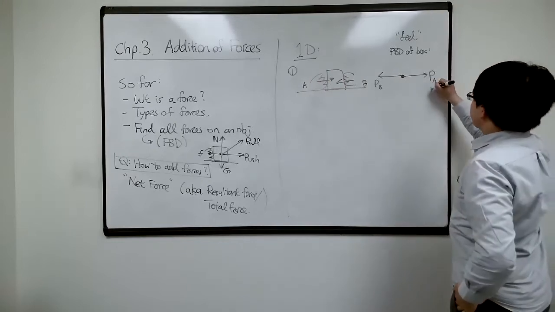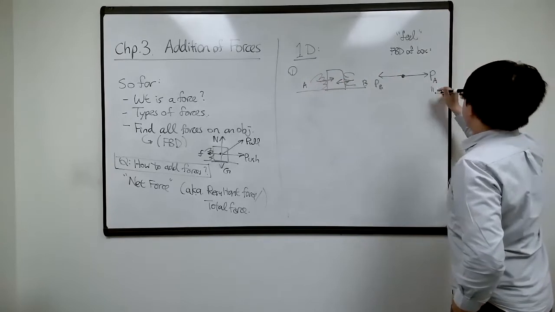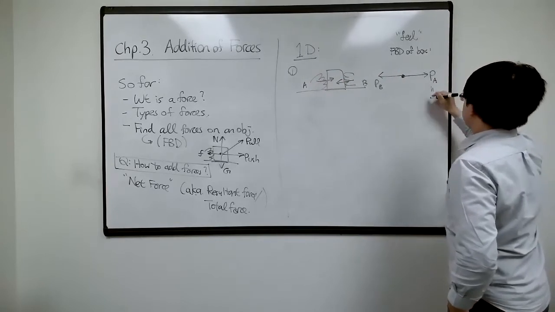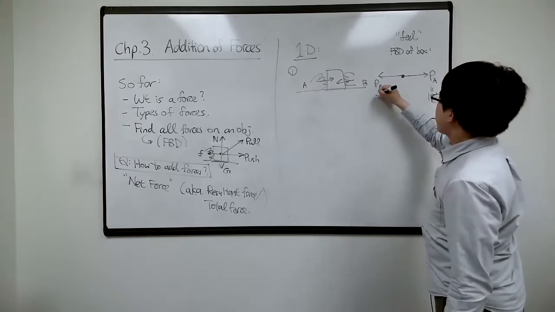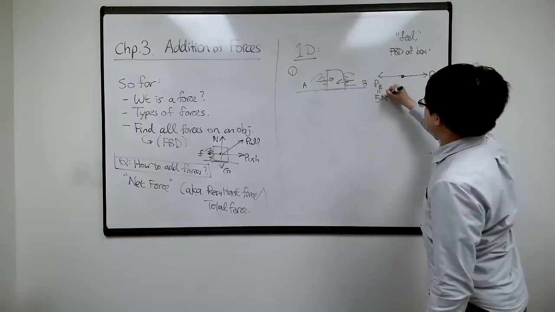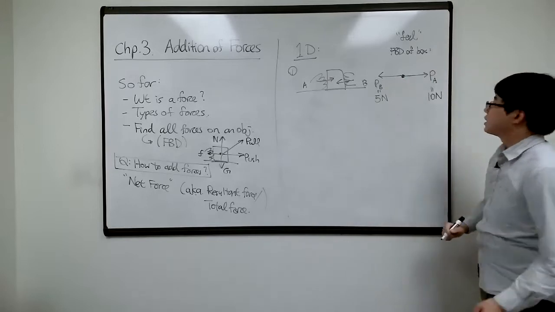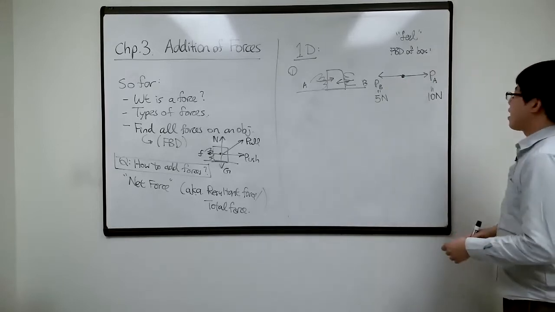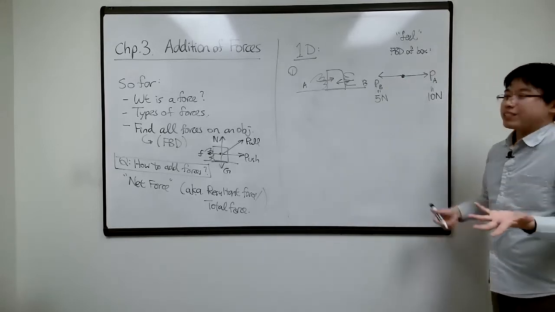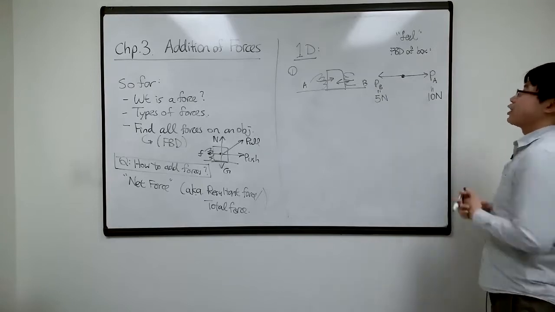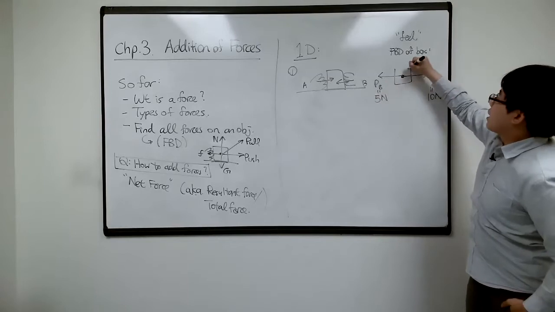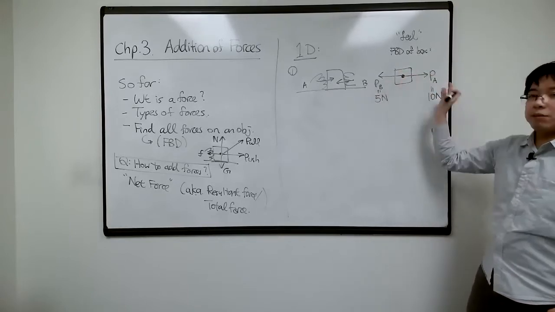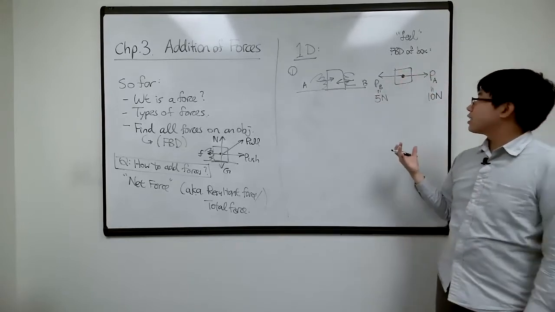Okay, so let's say this guy is pushing it with 10 newtons of force. So A is pushing the box with 10 newtons, B is pushing it with 5 newtons. Remember the units for forces, we measure it in newtons. So roughly the force of 10 apples, roughly the force of 5 apples. All right, so what's the total force on this object? We have the box like this, with 2 forces being applied. What's the total force acting on it?